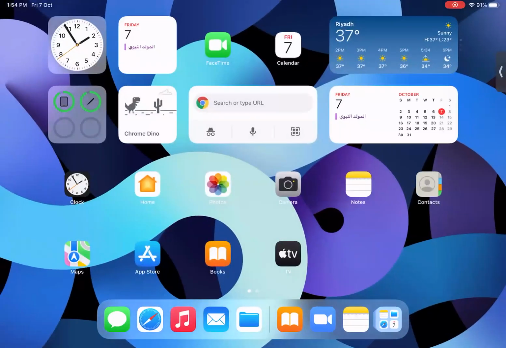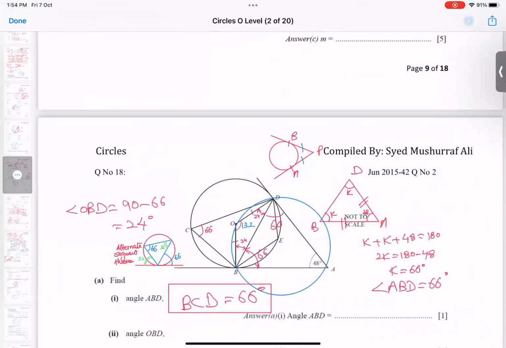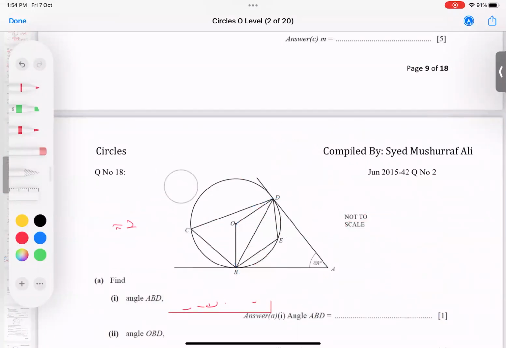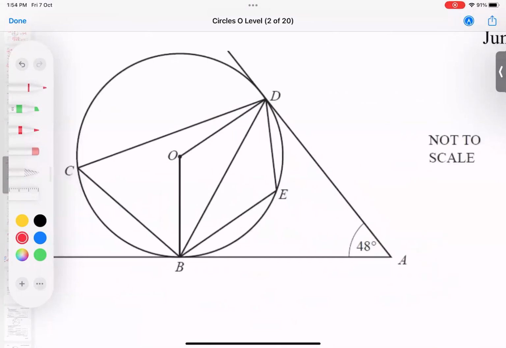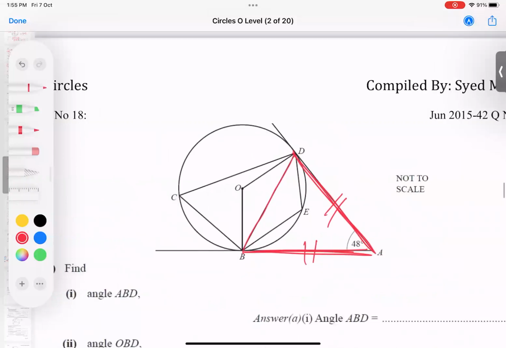Let's come to some examples with tangents. This is a good example to understand. This is tangent number 1 and this is tangent number 2 from A. This confirms that the length AD and the length AB are 100% equal to each other. In short, I have an isosceles triangle in which two sides are equal. If the vertex angle is 48, this angle is x and this is also x.